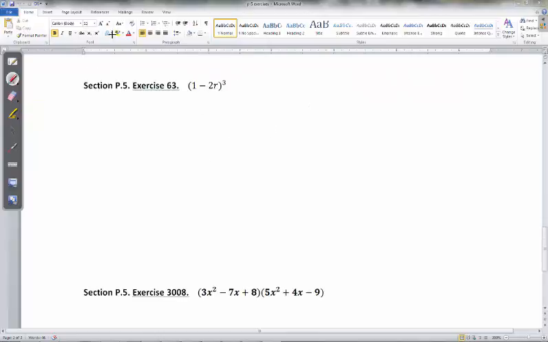Here I have a cube, and I'll again remind you, this is not equal to 1 to the 3rd minus 2r to the 3rd. Exponents do not distribute across an addition or a subtraction. They do distribute across a multiplication or division, but not an addition or a subtraction. Again, these terms will appear in our answer, but we'll have a bunch of other terms. In fact, this will be probably the hardest multiplication we've done yet.